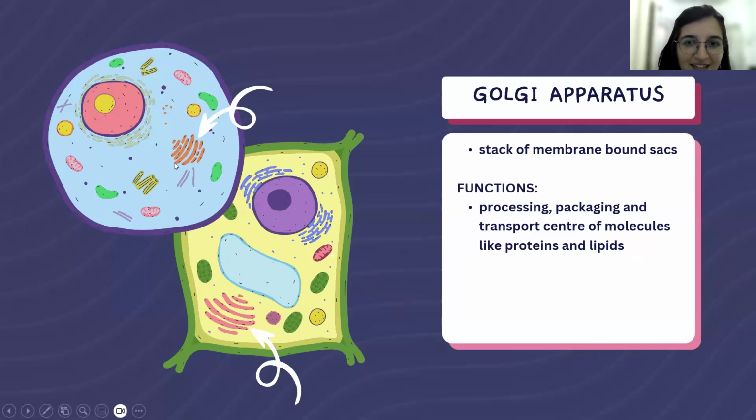Next is these stacks of membranes. You see it in both plant and animal cells again. The Golgi apparatus is like the factory of the cell. What they do is process, package and transport molecules like proteins and lipids throughout the cell. So remember them for being the factory of the cell.